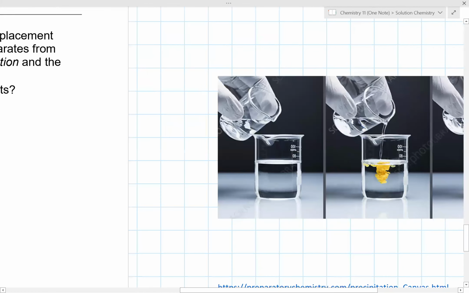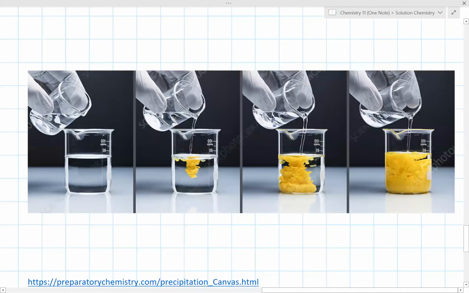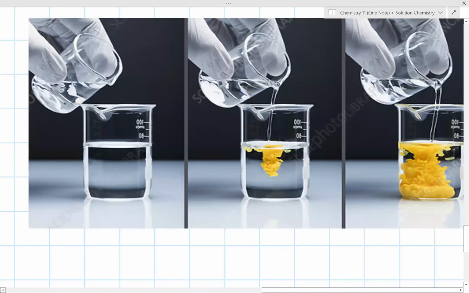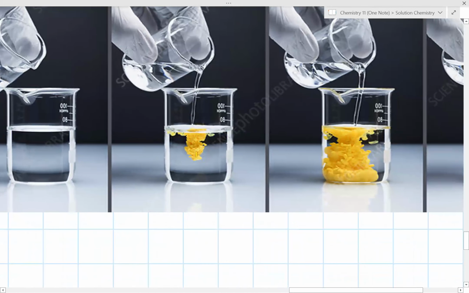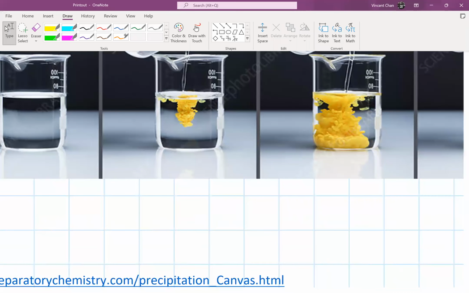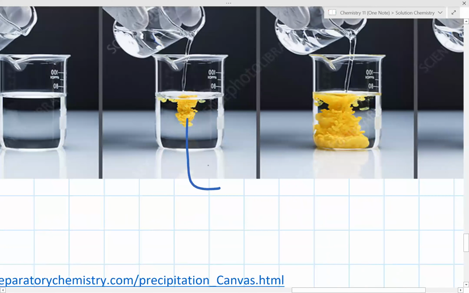Now, what do I mean by this? You have two solutions, and when you mix those two solutions together, in this particular scenario, notice you have a yellow cloudy substance. This yellow cloudy substance that's being produced is what we call the precipitate.